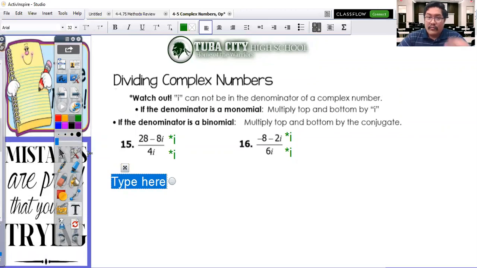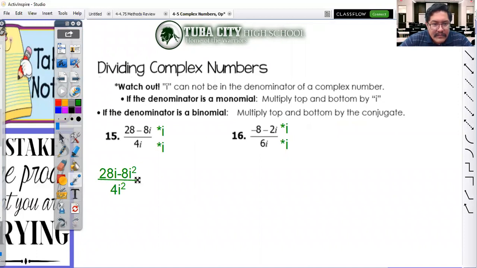So let's go ahead and remember, a fraction bar is a grouping symbol. So you treat it like it's a parenthesis. What do I mean by that? Well, if I were to draw a parenthesis around the 28 and the -8, it would be distributive property. So I'd end up with 28i minus 8i squared. So both of these numbers got multiplied by i. Now I'm going to have to also do the same thing to the bottom. So this would be 4i squared. There you go. And I'm going to go ahead and keep it as a fraction.